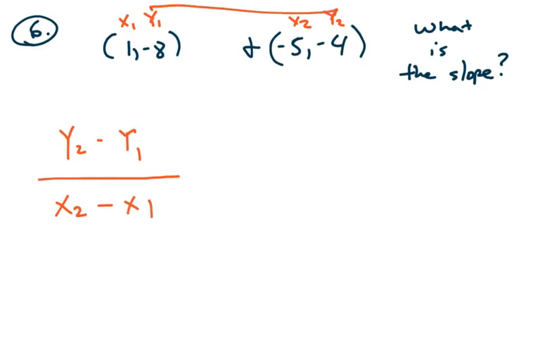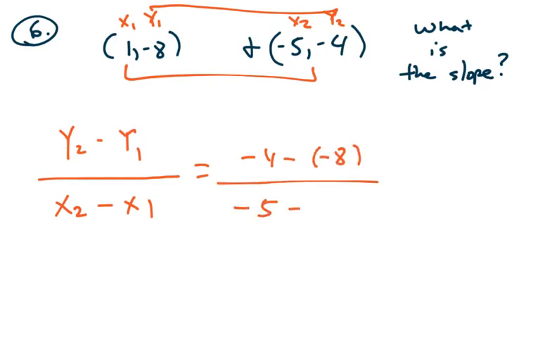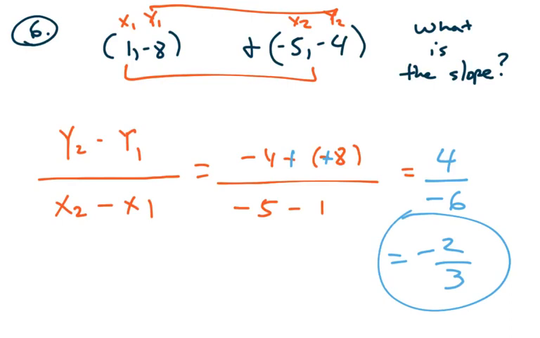Again, I'm going to label so I don't make a silly mistake. We have negative 4 minus negative 8 over negative 5 minus 1. So again, negative and negative becomes a positive, so this is just 8 minus 4, which is 4. Over the bottom is going to be negative 6. This breaks down to negative 2 over 3. And there we have it. So hopefully that makes sense.